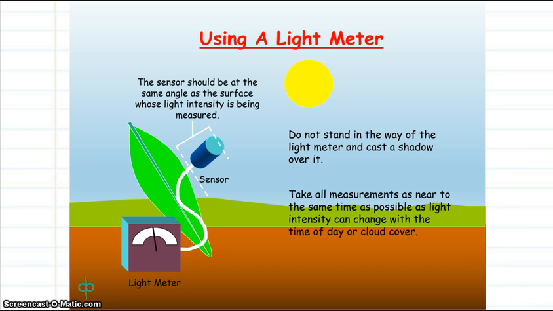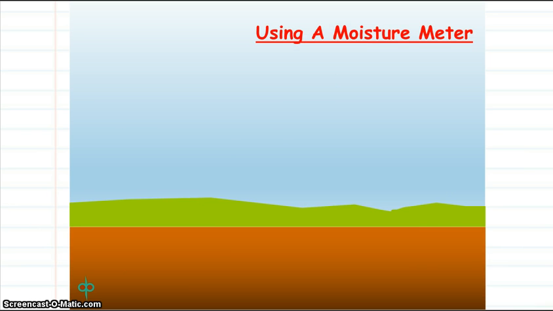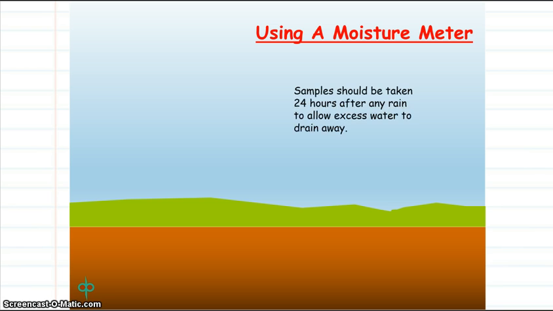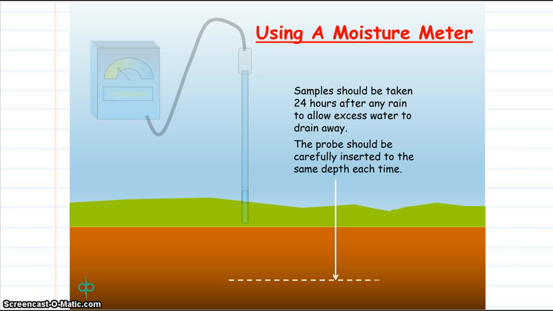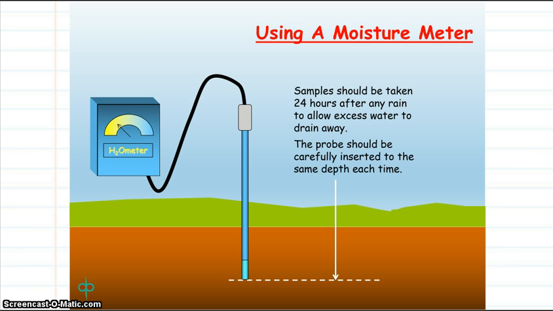or the cloud cover. If you're using a moisture meter, you should take the samples about 24 hours after any rain to allow any excess water to drain away, and make sure you insert the probe at the same depth every time you take a measurement. The probe should be wiped down to remove any dirt and moisture which may affect future results.